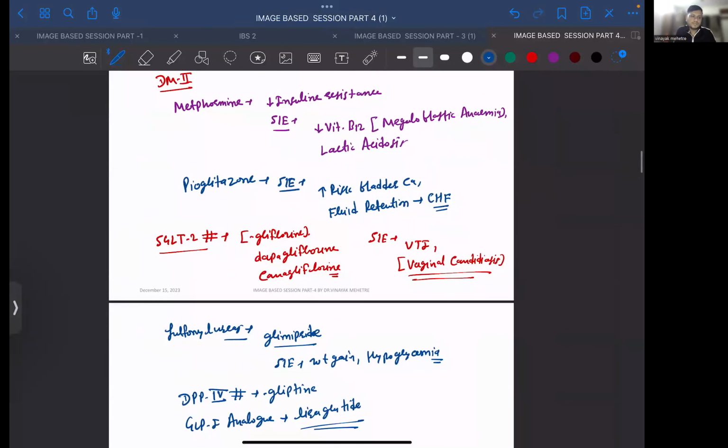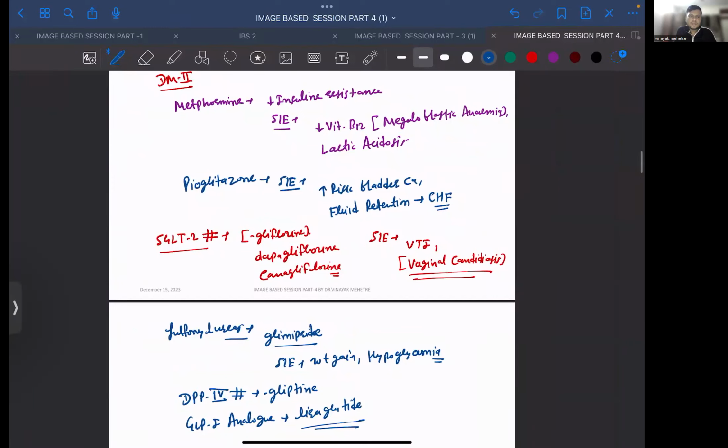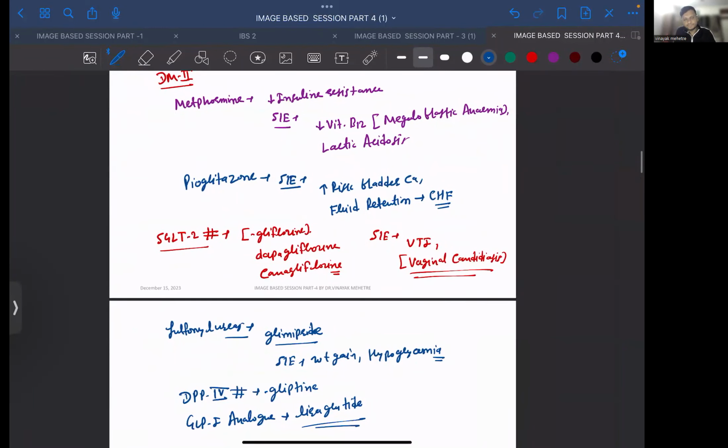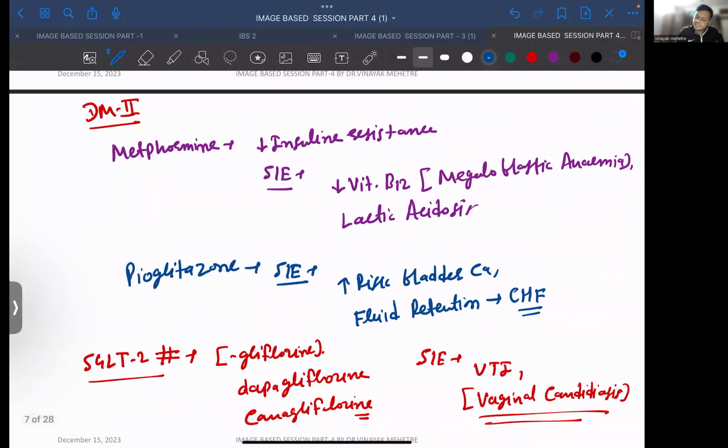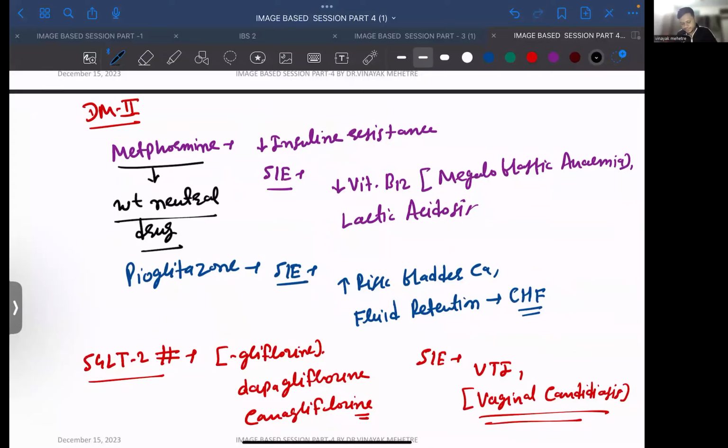Okay, mostly कौन सा यूज होता है? This is metformin, right? And SGLT2 inhibitors. Okay, metformin का एक और क्वेश्चन आ सकता है. Remember, it is a weight neutral drug. Okay, this is the treatment. Now we come to complications.